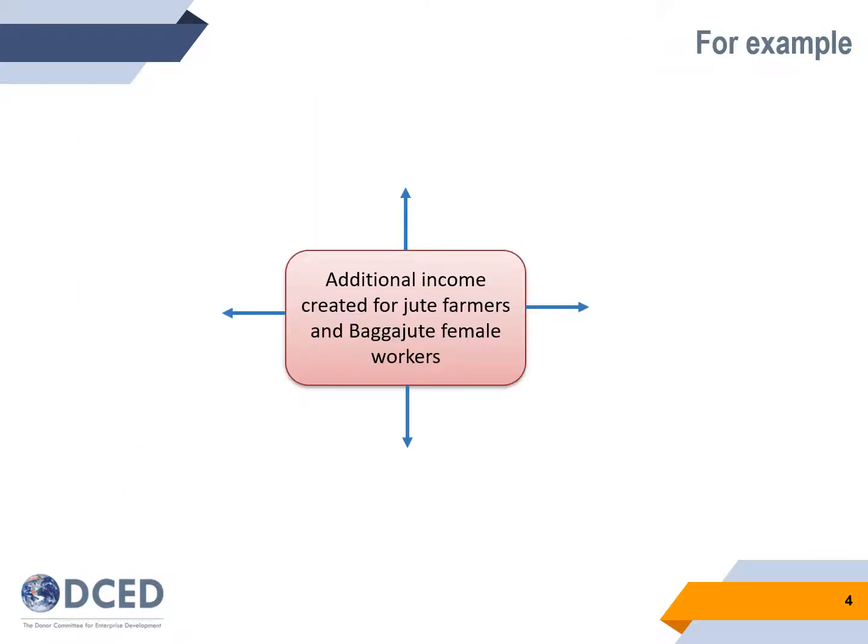Here's an example. You probably remember this jute example from the previous video. Jute is a natural fibre grown in many countries, and the intervention aimed to support farmers by partnering with a company called Jute. So one indicator you would look at is the net additional income received by farmers. And another indicator, for example, might be the net additional income received by female workers. This is a common DCED indicator, recommended to be used where appropriate, because it allows you to assess the extent of the benefit to the target group.